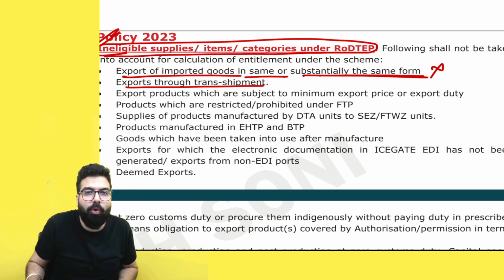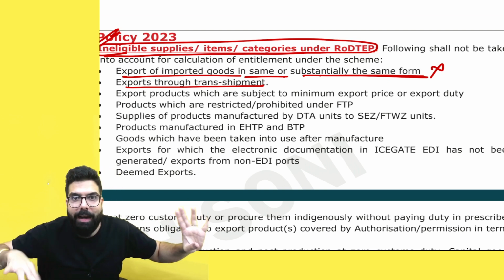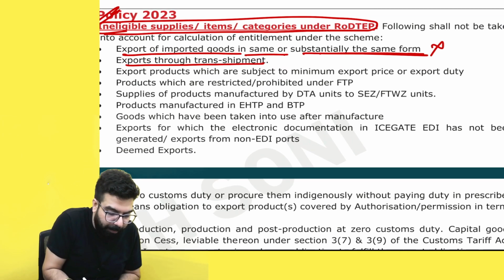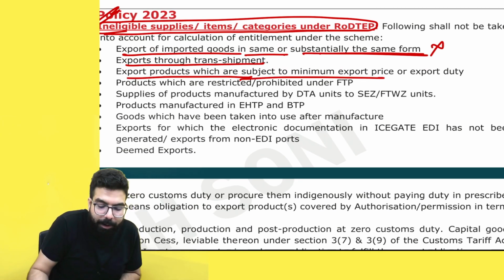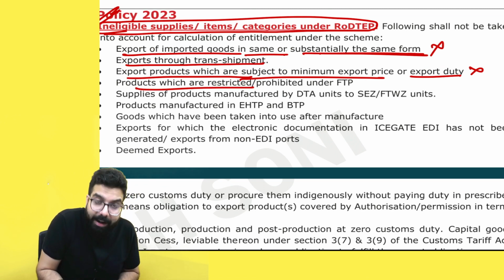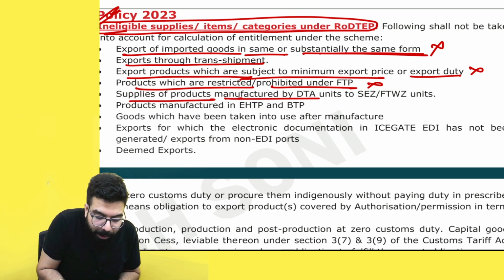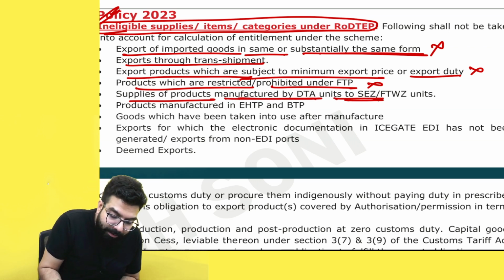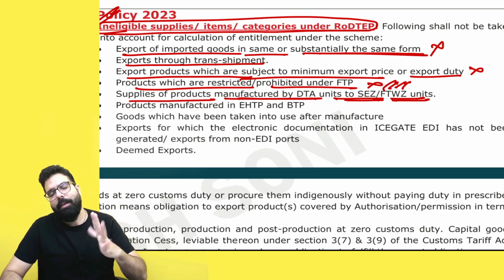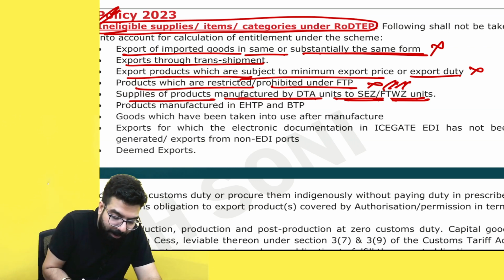Sir, export through transshipment. Goods came into India, I loaded in another ship and I am exporting. What is the value addition in India? They are telling no RoDTEP. Export product which are subject to minimum export price or export duty, no RoDTEP. Goods which are restricted or prohibited, no RoDTEP. Supplies of product manufactured by DTA unit to SEZ, or free trade warehousing zone. If you are going ahead and supplying, then in that scenario also no RoDTEP benefit.